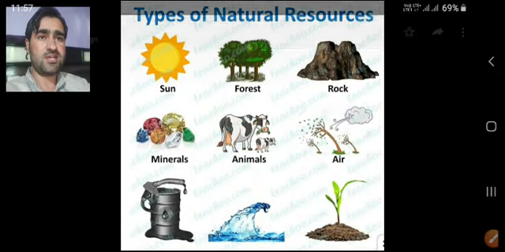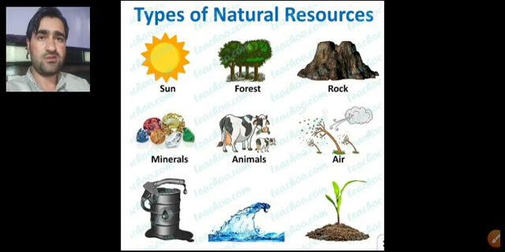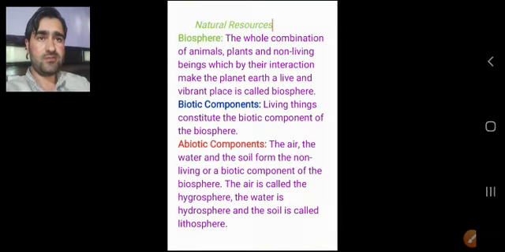There are so many natural resources that we see around. We have the sun, forests, rocks, minerals, animals, and the atmosphere or air around us. All these things are natural resources, and all these things are put to use for the survival of life. So in natural resources, the very first term that comes to our mind is the biosphere. It is a Greek word. Bio means life, and the sphere is the region of this planet where there is the combination of animals, plants, and non-living things which by their interaction make the planet Earth a live and vibrant place to live.